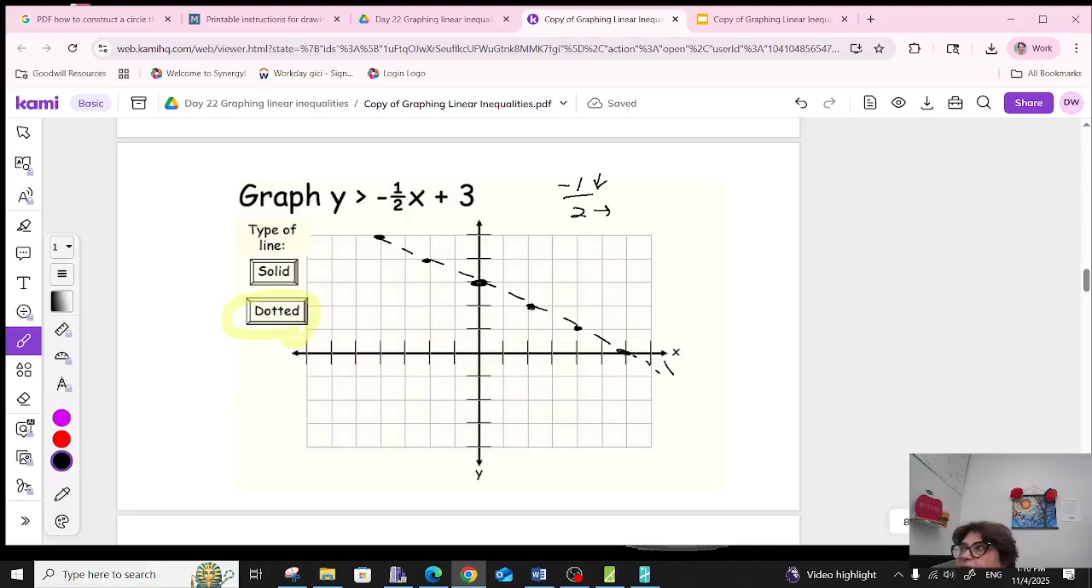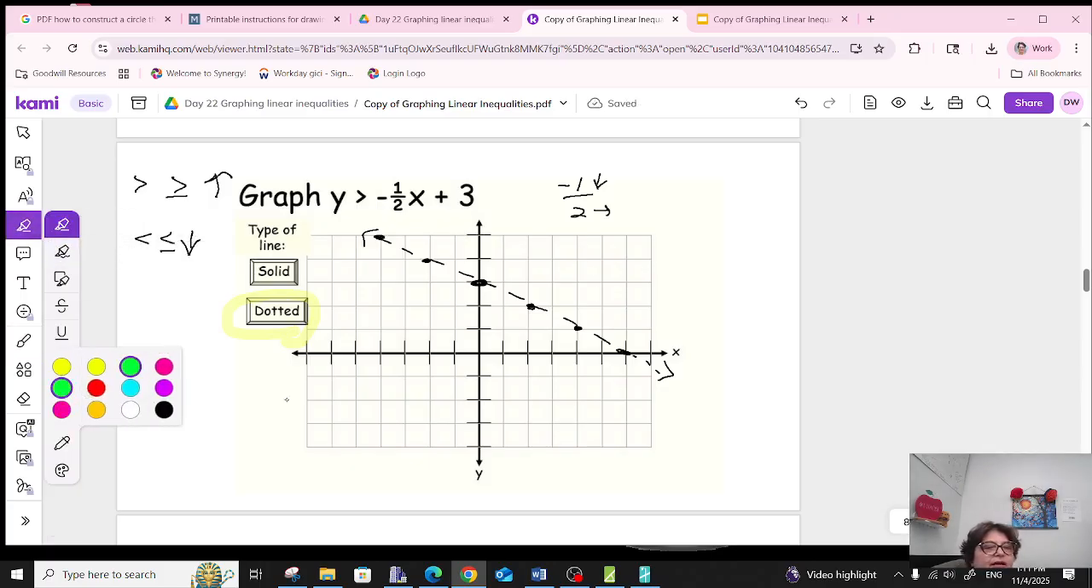And I'm dashing it because there was no line under there. Now I have to decide, am I shading up or am I shading down? Remember, greater than or equal to, you shade up. Less than or equal to, you shade down. So which one am I going to shade right here? I'm going to shade up. So that means I'm going to shade this part of the graph.